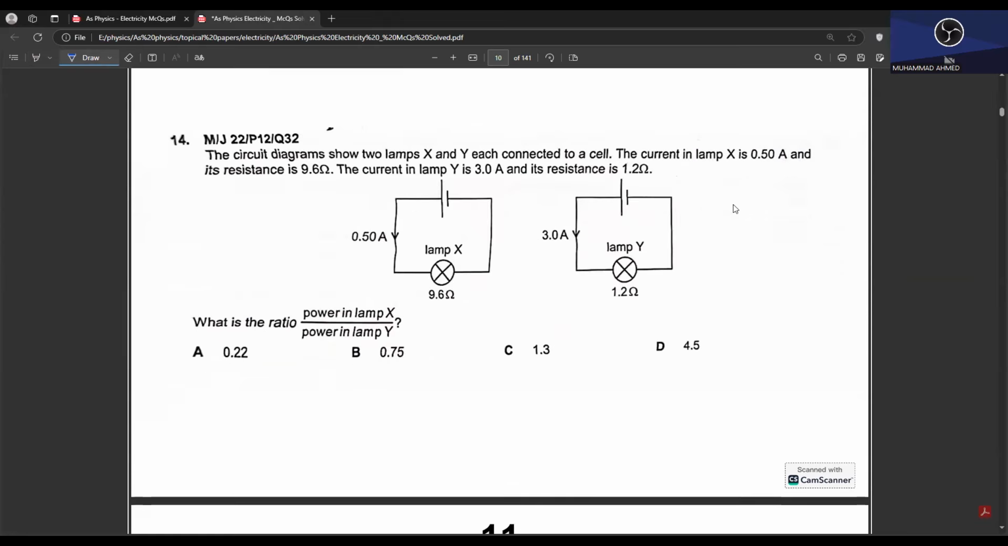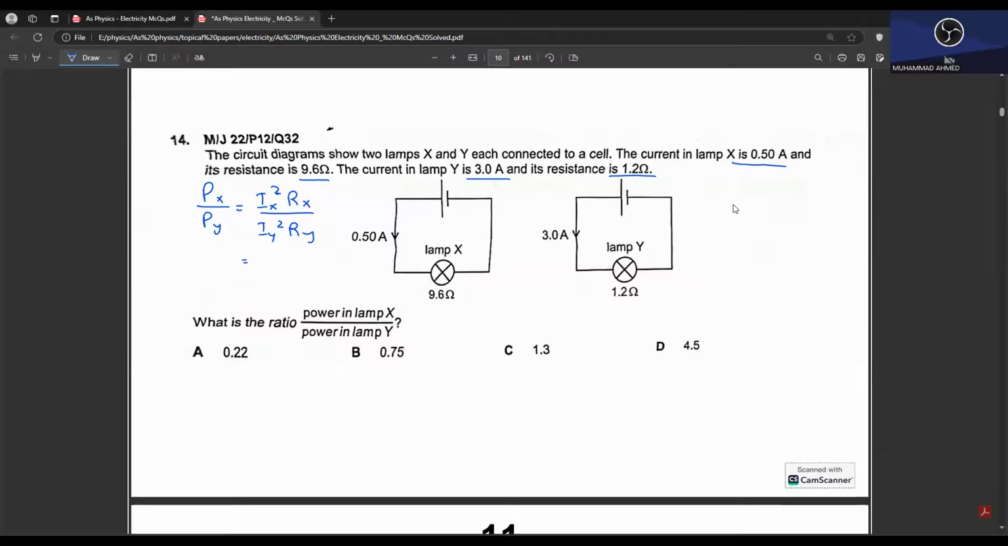The circuit diagram shows two lamps X and Y, each connected to a cell. The current in lamp X is this, and it has a resistance of this. The current in lamp Y is this, and it has a resistance of this. What is the ratio of power in lamp X divided by the power in lamp Y? How will we calculate that? Current in X square multiplied by the resistance X, divided by current in Y square multiplied by the resistance Y.